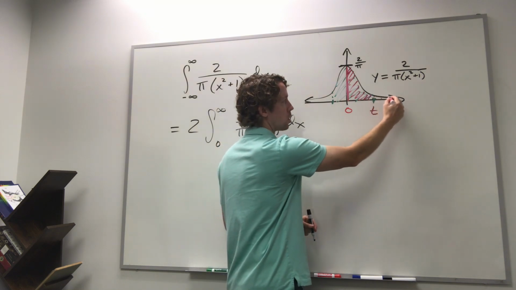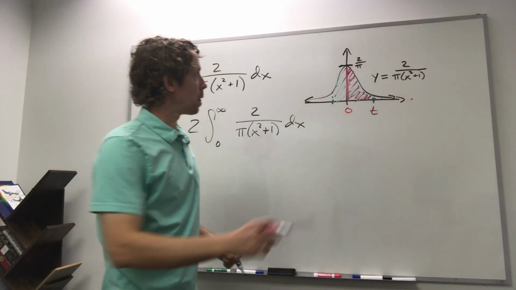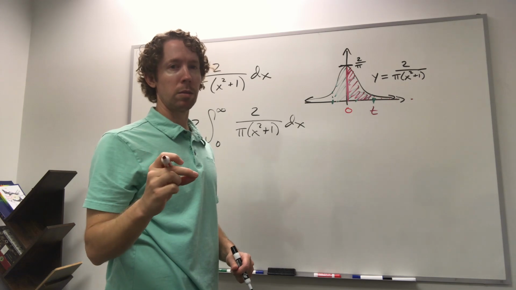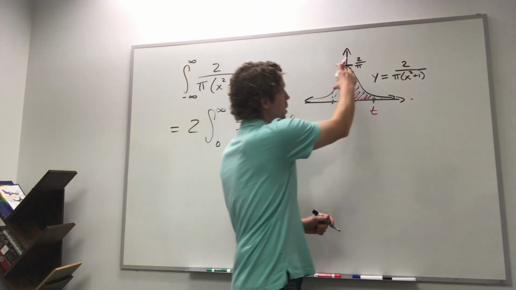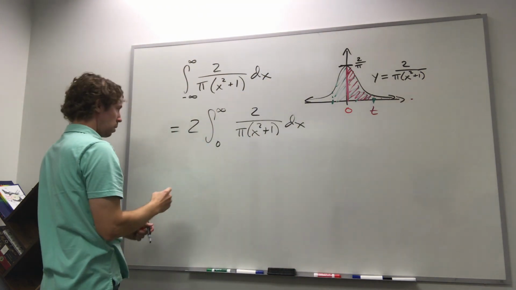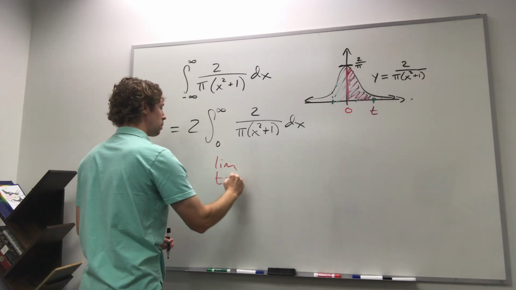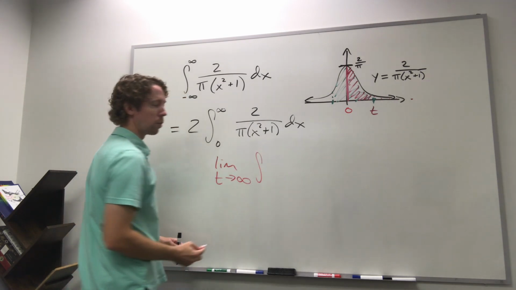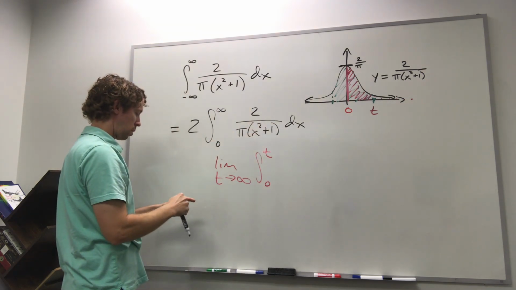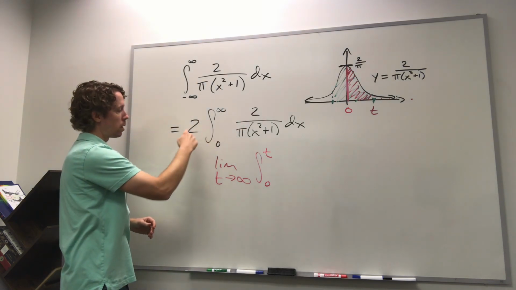So as you pick larger and larger values of t, you get bigger and bigger numbers, and if that area is finite, you can find the finite area by taking the limit of this area as t shoots out to infinity. So I'll have the limit as t goes to infinity of the integral from 0 to t of this function. Canceling out the 2 over pi, so I'll get 4 over pi.